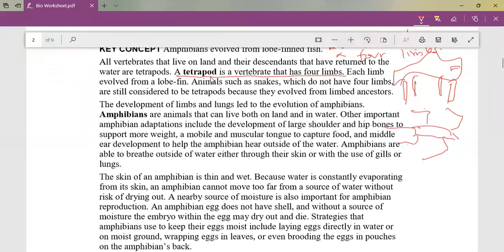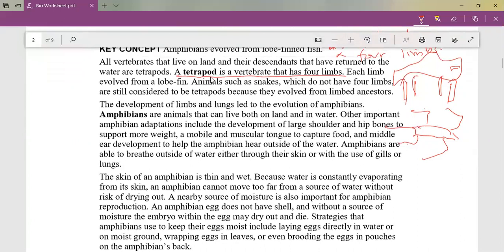The development of limbs and lungs led to the evolution of amphibians. So when the limbs and lungs started to develop, it led to the evolution of the amphibians. So what do they mean by this? Amphibians are animals that can combine both to live on land and also in water.